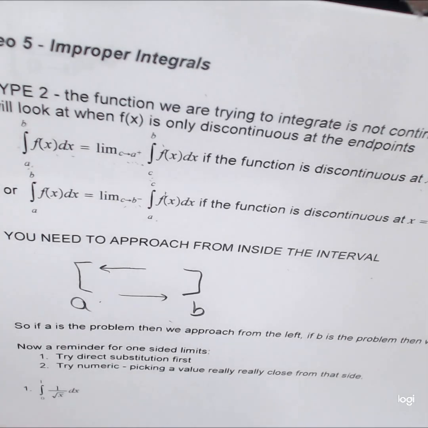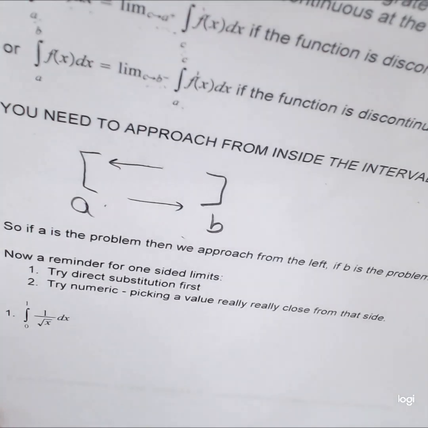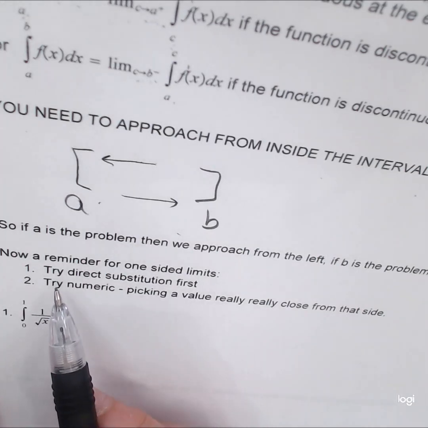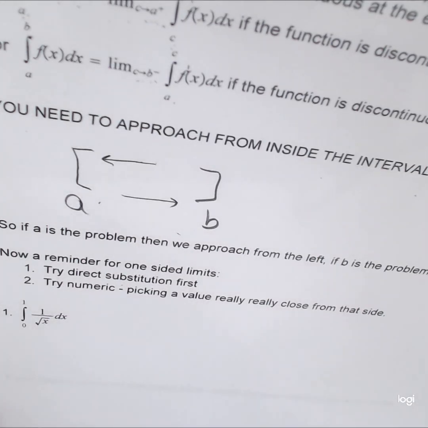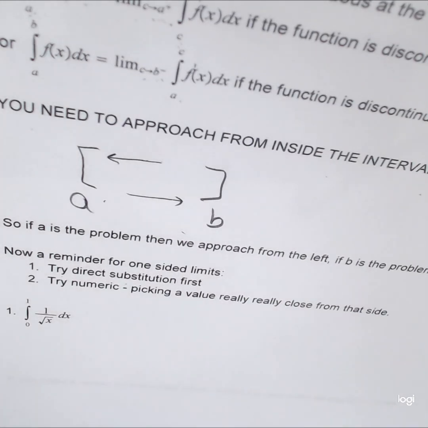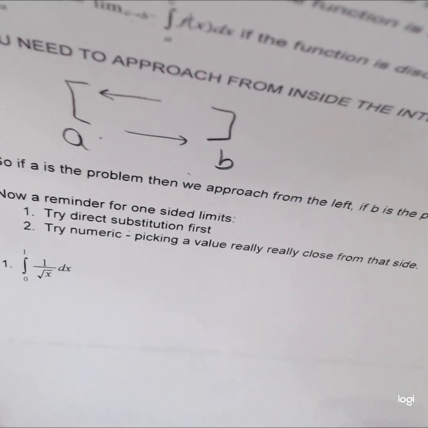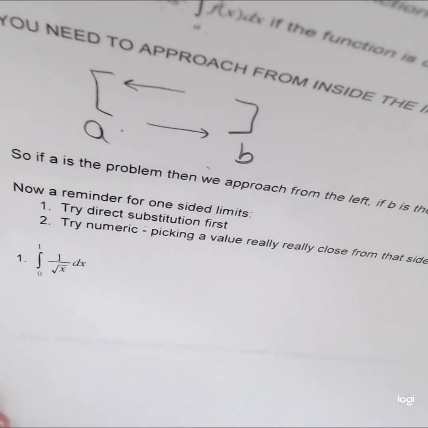Now we will have to take some one-sided limits, and so just a quick reminder on how that works. Anytime we have a one-sided limit, we're going to try direct substitution first. And if that doesn't work, because if we try direct substitution and we get an invalid value, then what we'll do is try a numeric value. That means picking a value really close to what we need it to be, either from the left or the right, depending on what our instructions say. Well, a lot to look at, but let's just go through some examples and see how that works.